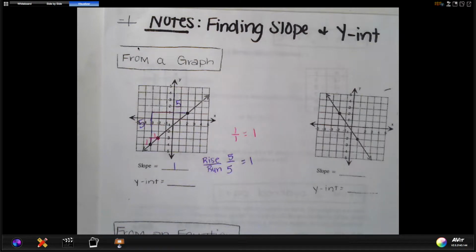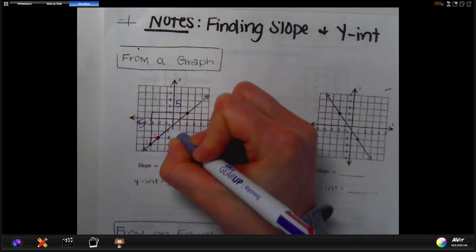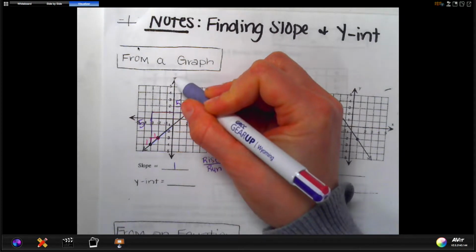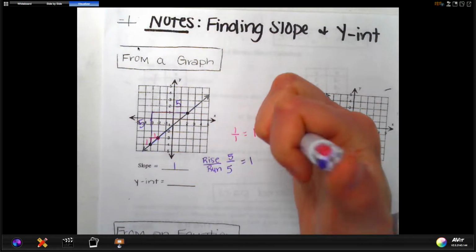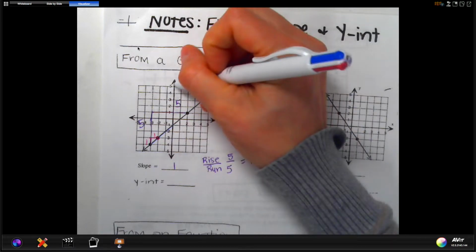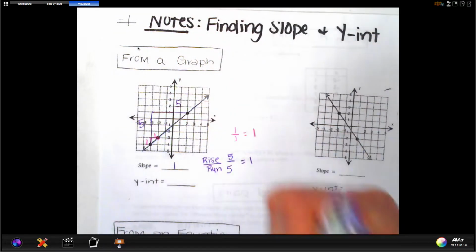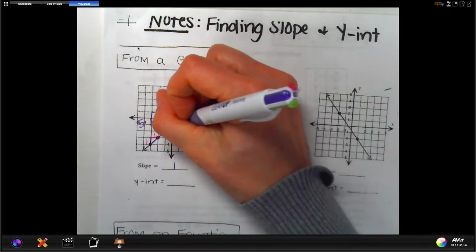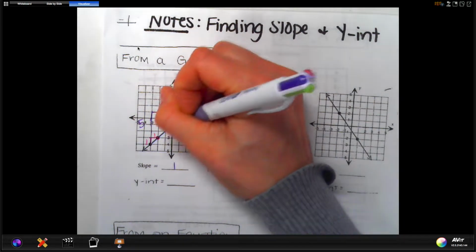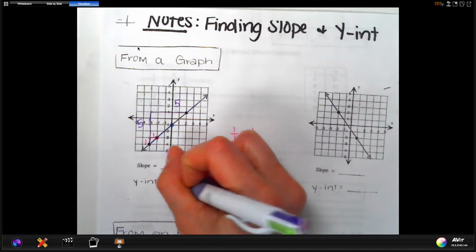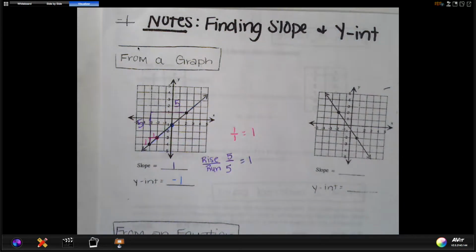Y-intercept on a graph has nothing to do with the slope at all. It literally is asking at what number your graphed line crosses your y-axis. Here's your y-axis going up and down right here, and at what number do they cross? If you look, they cross right here, and that number on the y-axis is -1. That's how you find the y-intercept on a graph.